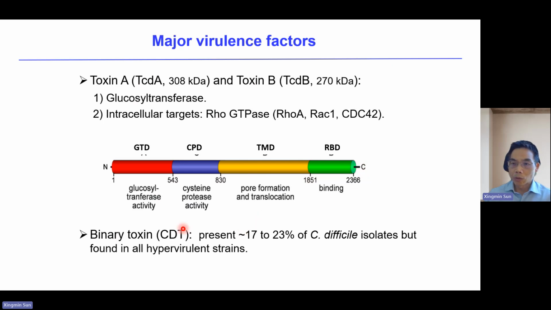In addition to these large protein toxins, approximately 17 to 23% of C. difficile isolates produce a third toxin called the binary toxin. It's a two-component toxin system. One component codes for the enzymatic activities. Another unit codes for a binding function, which can bind receptors of the host cells.